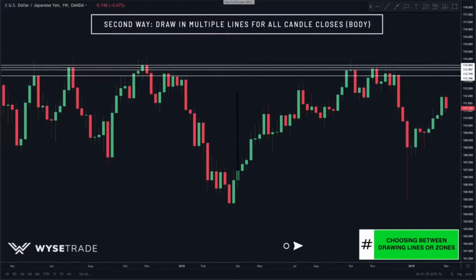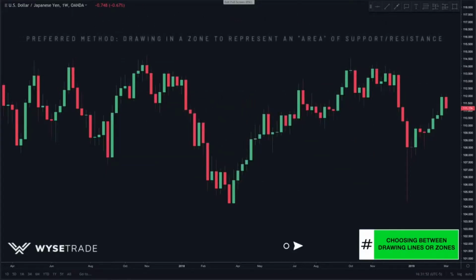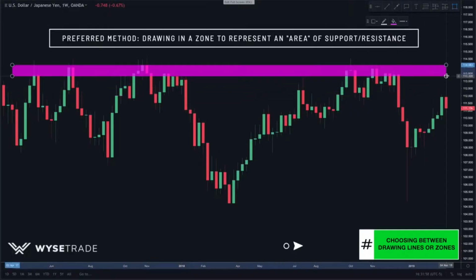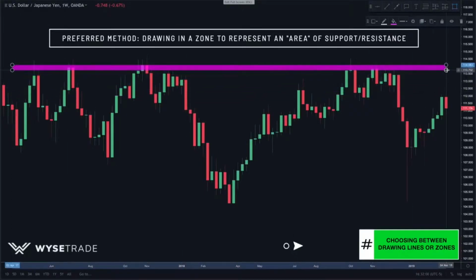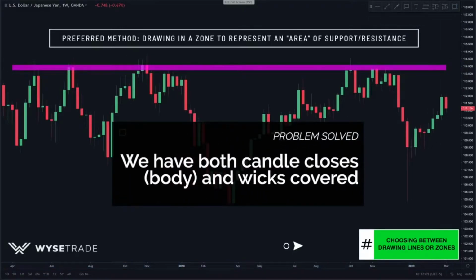And so forth. Now, the problem with this method is that it is messy, which can end up confusing you as a trader, and is also why we always want to keep our charts as clean as possible. So this brings us to our preferred method, which is drawing in zones like this. This way, it accommodates for the entire area, encompassing both candle closes and wicks.